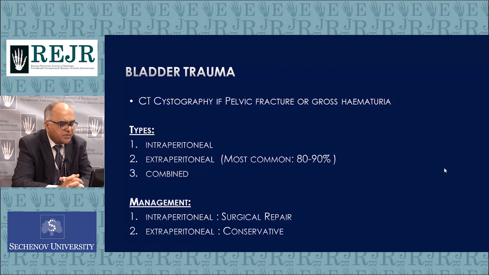Coming to bladder trauma, CT cystography if pelvic fracture or gross hematuria is noted clinically. So the types of bladder trauma are interperitoneal, extraperitoneal or combined. Please note, extraperitoneal injuries are most common. These range between 80 to 90%. Management for the interperitoneal injury is surgical repair, while extraperitoneal injury is conservative.